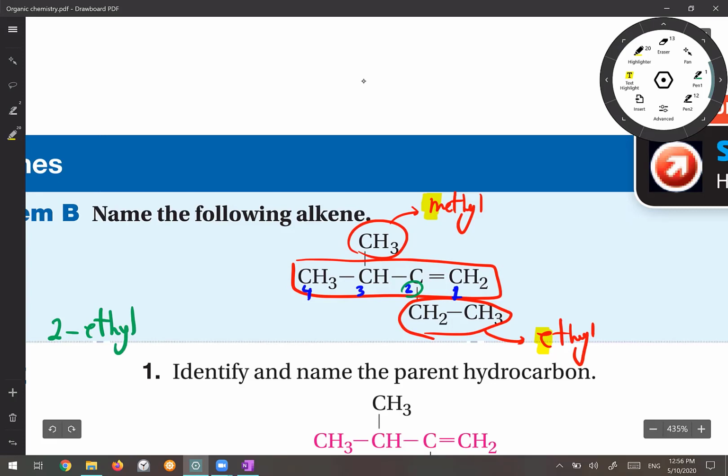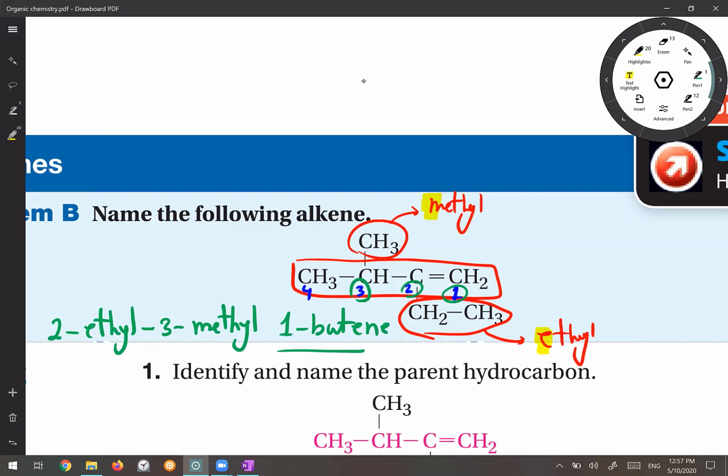The methyl is on the third position, so hyphen 3 methyl. You can see between the number and the letter, I put the dash. Now I have mentioned the name of the branches and the position of them. So here I have to write the name of the parent. The parent has 4 carbon and the double bond is in the first position. So I have 1-butene. So the molecule is 2-ethyl, 3-methyl, 1-butene.